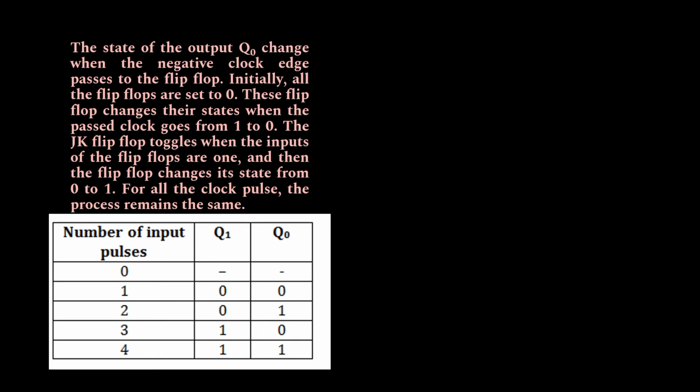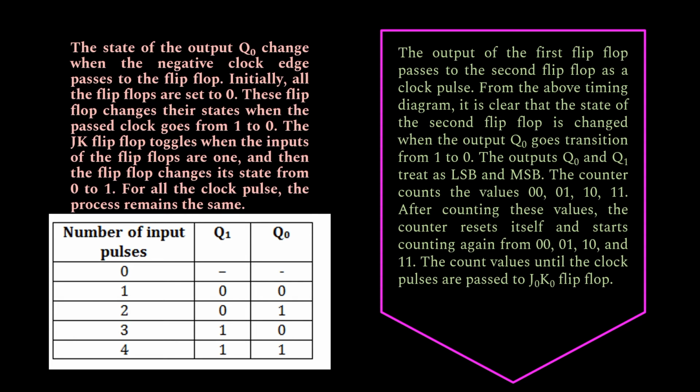Initially, all the flip-flops are set to 0. These flip-flops change their states when the passed clock goes from 1 to 0. The JK flip-flop toggles when the inputs of the flip-flops are 1, and then the flip-flop changes its state from 0 to 1. For all the clock pulses, the process remains the same. The output of the first flip-flop passes to the second flip-flop as a clock pulse. From the above timing diagram, it is clear that the state of the second flip-flop is changed when the output Q0 goes through transition from 1 to 0.